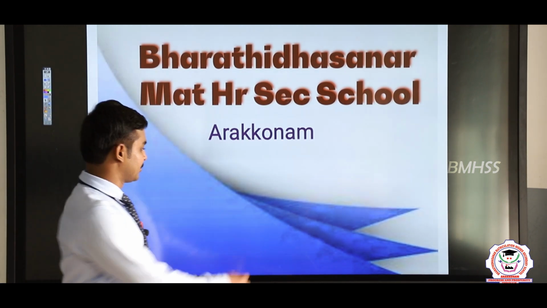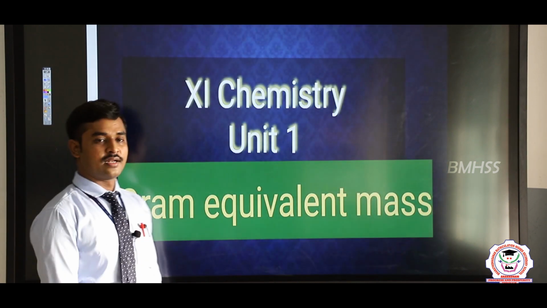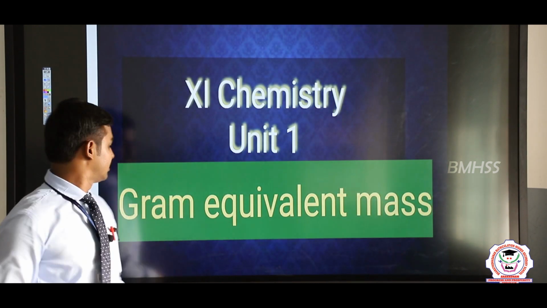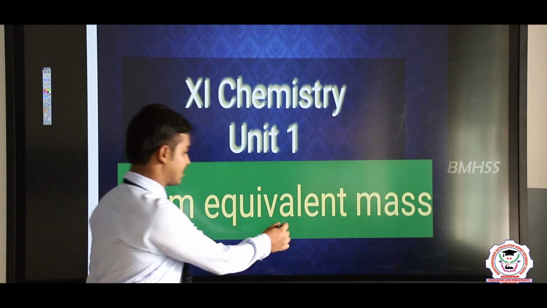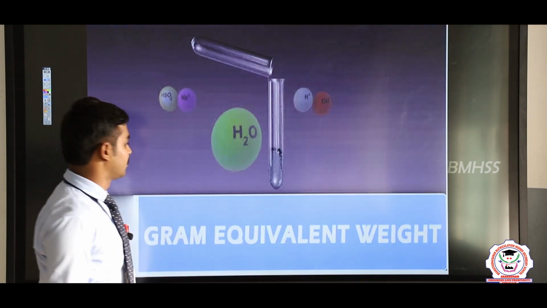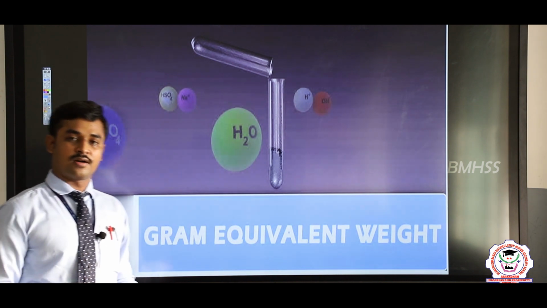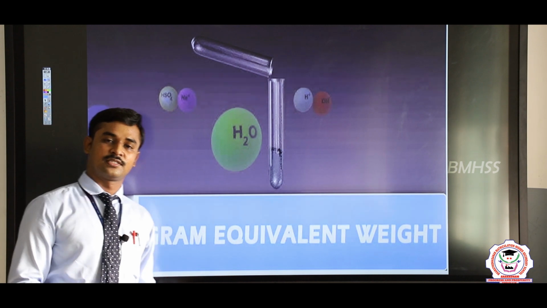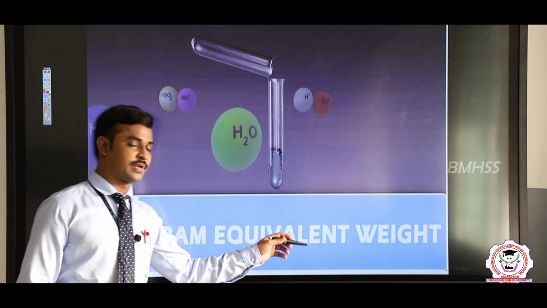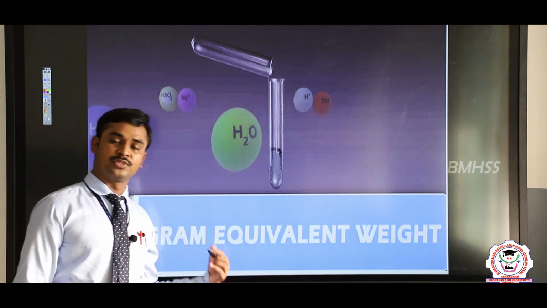Today I am going to teach you 11th Chemistry, first unit, and our topic today is gram equivalent mass. What is gram equivalent mass? The equivalent mass of an element represented by the unit gram. It is very easy: the equivalent mass of an element represented by the unit gram.